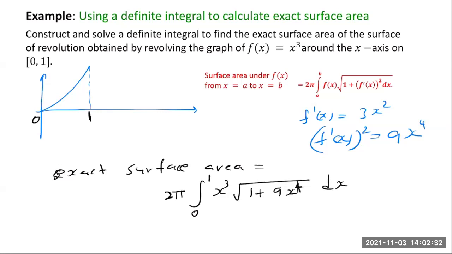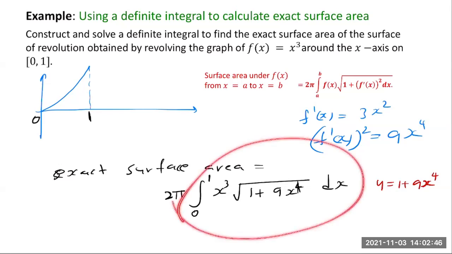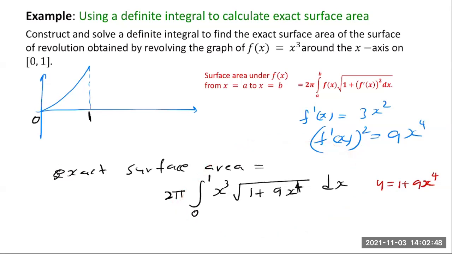Now using a small substitution, you can solve this integral. Use the substitution u equals 1 plus 9x to the power 4. This will reduce the integral to an easier one that you can compute, and if you do the calculations correctly, you should get 5 over 18 times 2 over 3 times the square root of 1000 minus 2 over 3. That should be your final answer.